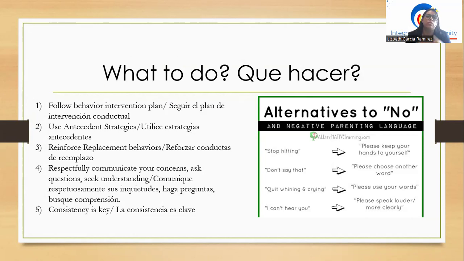Now, again, it's important to always keep in mind that all programming in ABA is always going to be based on your child's needs. Whether they have verbal or nonverbal communication, we always plan around their developmental skills and what they are able to do.